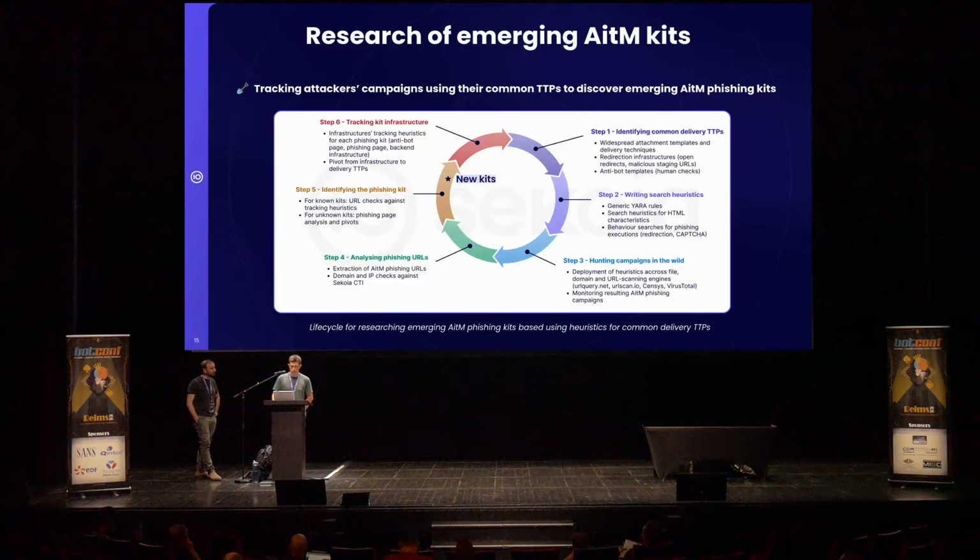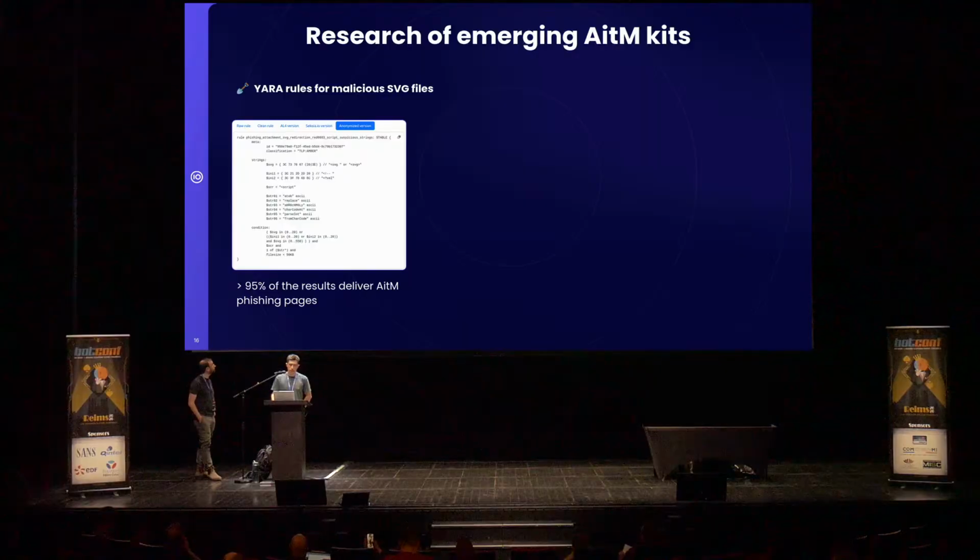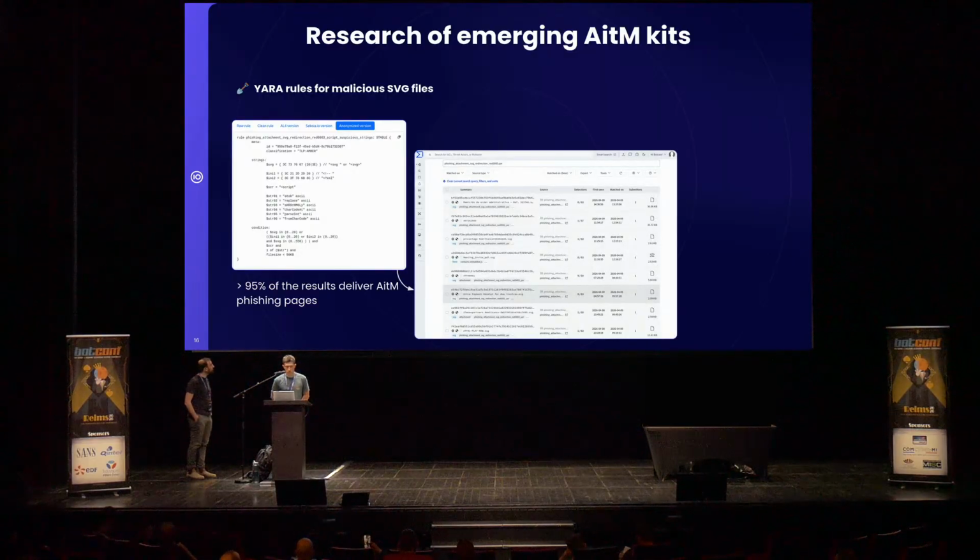And now let's see an example, something concrete. So as I said, in 2025, attackers shift to SVG files to deliver their phishing URLs. And at this moment, we have written some YARA rules to detect the malicious SVG files. On the screen, here is a simple YARA rule that is detecting small SVG files containing JavaScript code and some obfuscation strings. By deploying this YARA rule on a file scanning engine, we have dozens of new results every day, which are mainly true positives, so malicious attachments delivering AitM phishing kits.